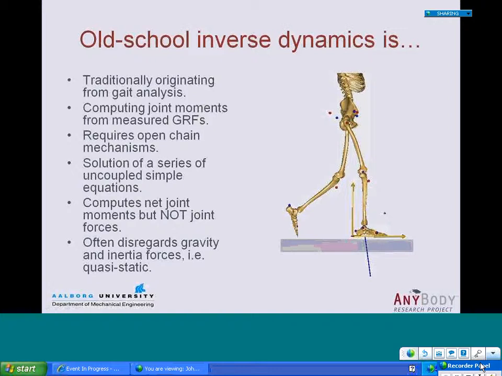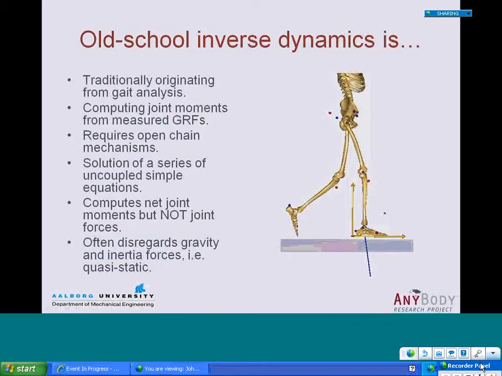Because there is an old school type of inverse dynamics that comes from the field of motion analysis. This is the type of inverse dynamics that requires an open chain system for which you have recorded the reaction forces between the body and the environment, typically by having a person step on a force platform. Now, if you have open chains, and if you know the end forces, then it's a very, very simple matter to set up the equations that will calculate the joint forces all the way through the system. This is simply a series of uncoupled simple equations that you have to solve.